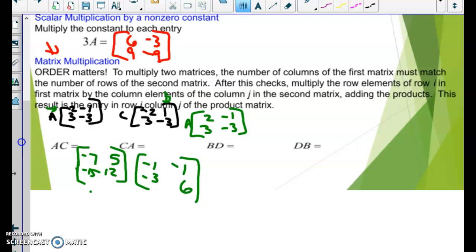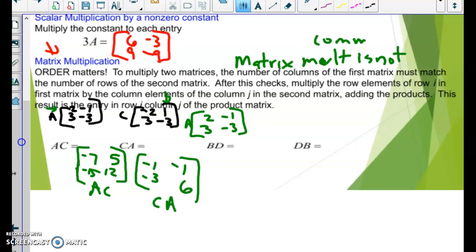And I notice that AC and CA are not the same answer. So matrix multiplication is not commutative. It is not commutative. Okay? All right, let's just for the fun of it do B times D.